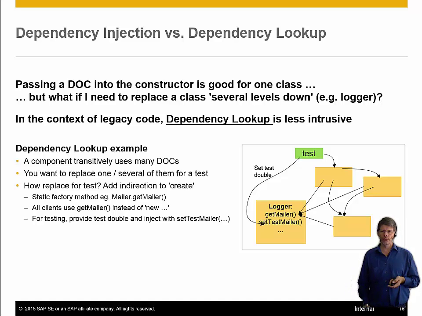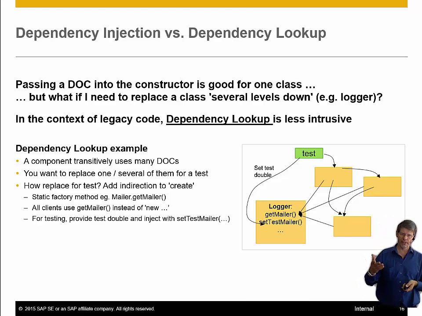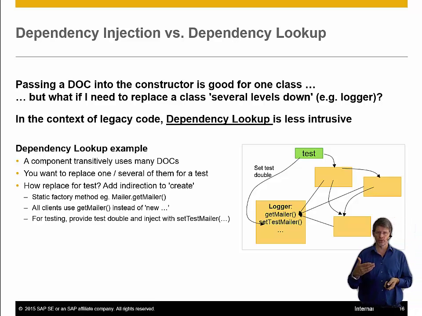And so if you look at this, how can we replace a thing that is further down? You basically have to add an indirection to the create or the new. So for instance, you can have a static factory method on the mailer class or on the logger. Actually, this is a mistake. I see that it says logger on the top here of the class, and I have a getMailer. So it should actually say mailer and getMailer. So it's a mailer class, and there's a static method that gives you an instance, right? So it is a logical singleton.